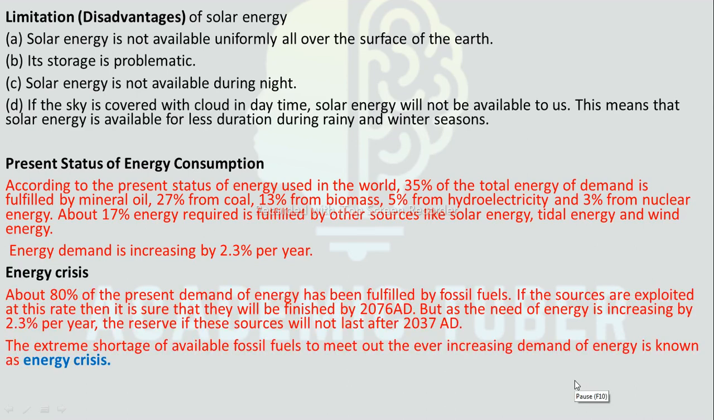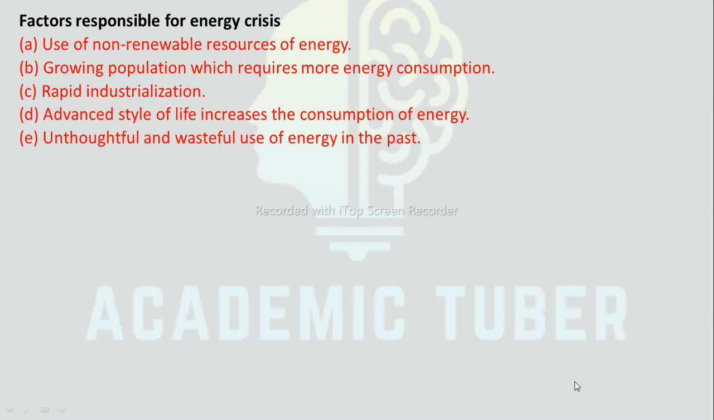Energy crisis. About 80% of the present demand of energy has been fulfilled by fossil fuel. If the sources are exploited at this rate, then it is sure that they will be finished by 2076 AD. But as the need of energy is increasing by 2.3% per year, the reserve of these sources will not last after 2037 AD. The extreme shortage of available fossil fuel to meet the ever-increasing demand of energy is called energy crisis.